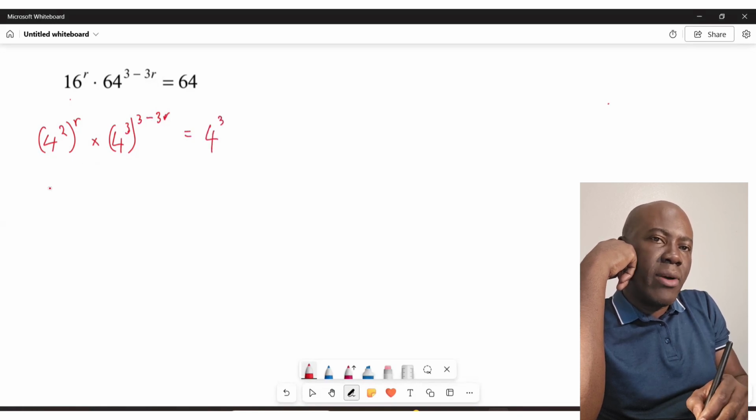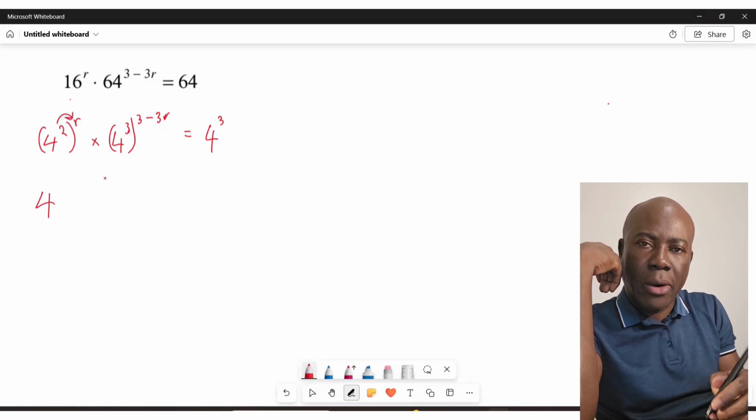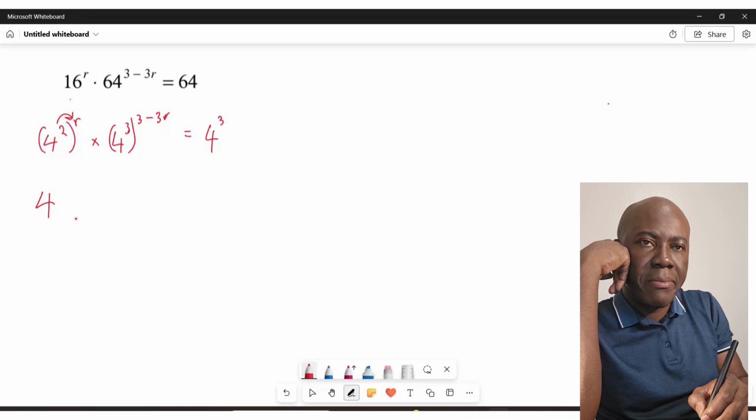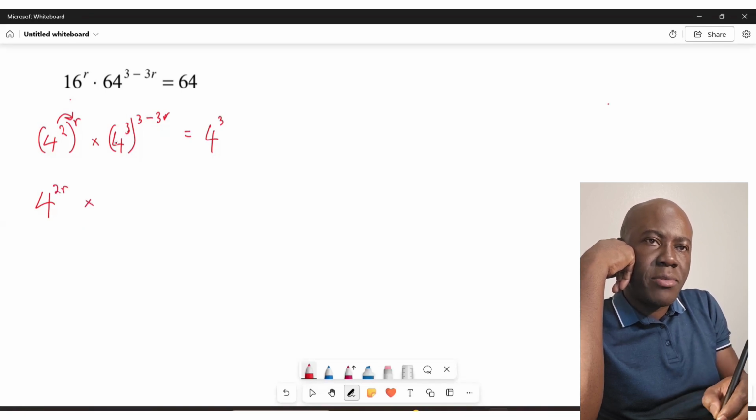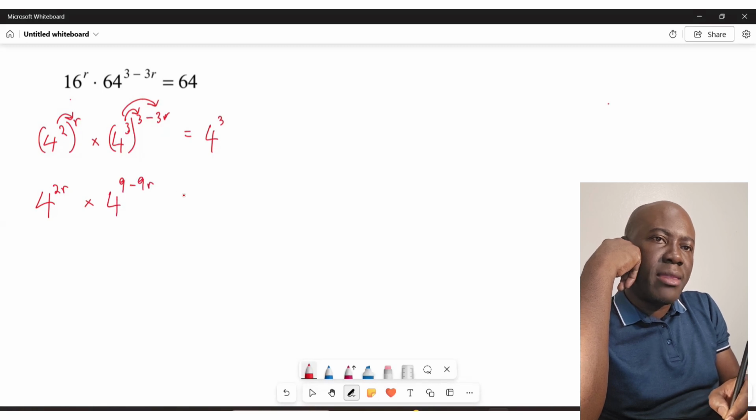Now let us get our exponent in order. So we have 4. We're going to multiply these, because when a power is raised to a power, then we actually multiply the exponent. So this is going to give me 2r, and times, we're going to have to distribute here, right? We're going to have to distribute there. So this is going to be 4 raised to the 9 minus 9r, and this is actually equal to 4 raised to the third.